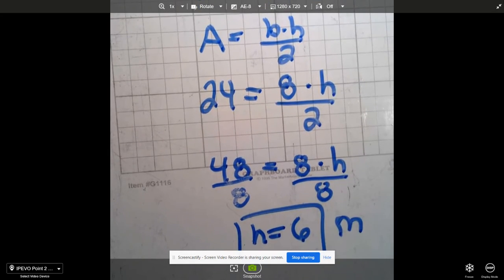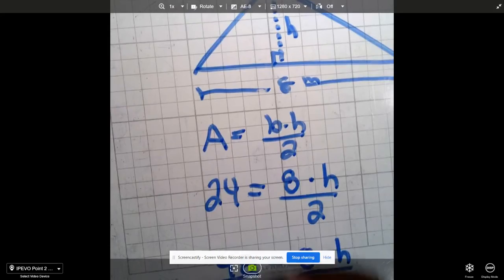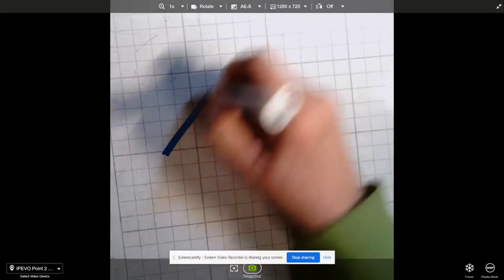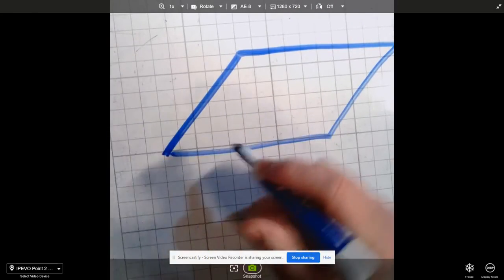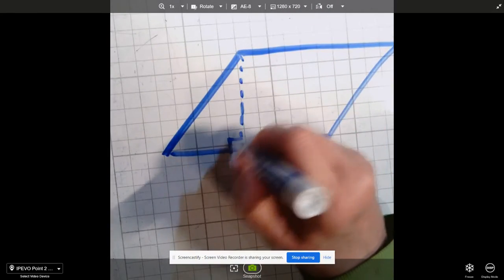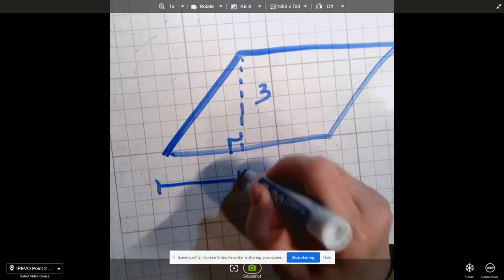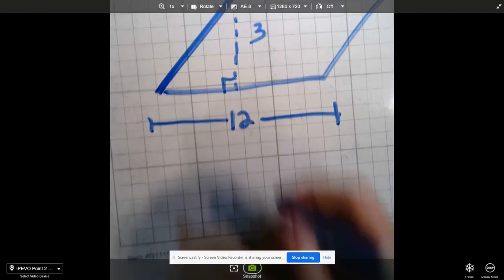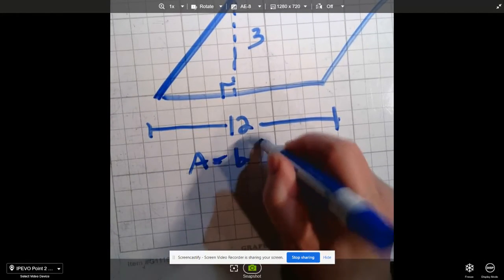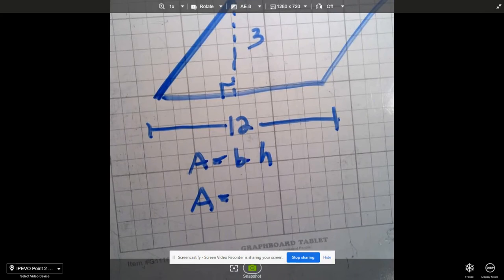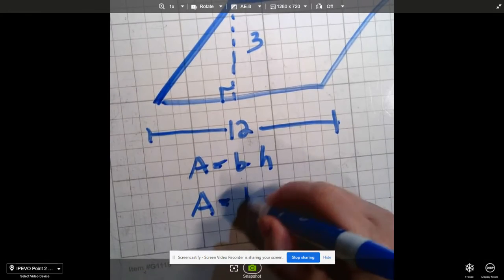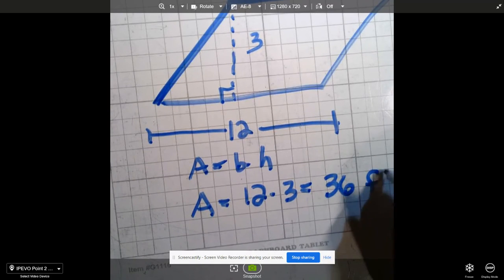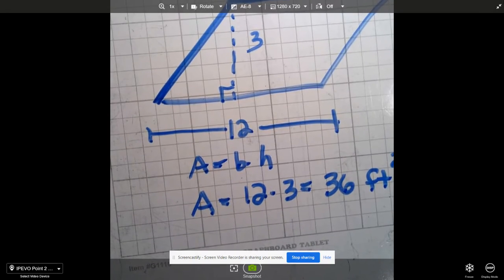And number 10 says, determine the area of the following polygon. And they drew a parallelogram. It gives you a height here of 3, and it gives you a base here of 12. Again, if you remember the formula for the area of a parallelogram, the area is base times height. This one's pretty straightforward. They give you both the base and the height. This would be 12 times 3. So this will be 36. And the units they gave you were feet, so 36 feet squared.